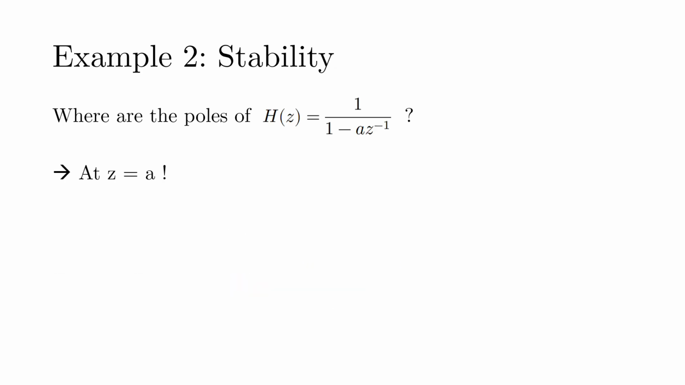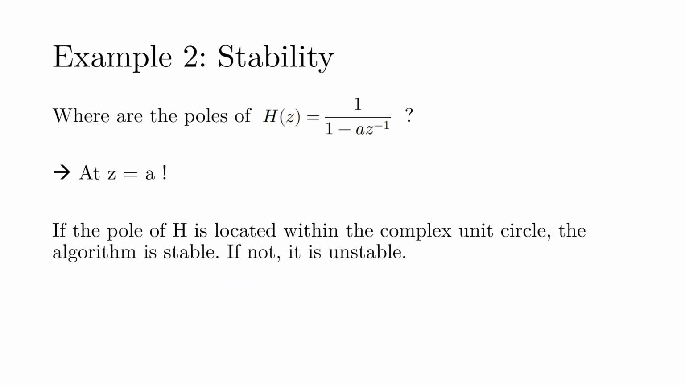So as a general rule, if the poles of the transfer function are all within the complex unit circle, the whole thing, the algorithm, is stable. If not, then it's unstable, or it might at least be unstable. Okay, that was a lot to swallow.